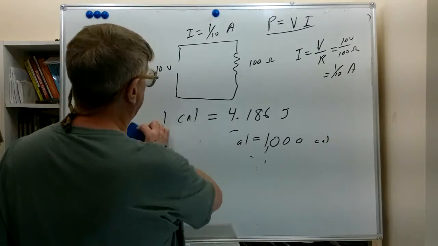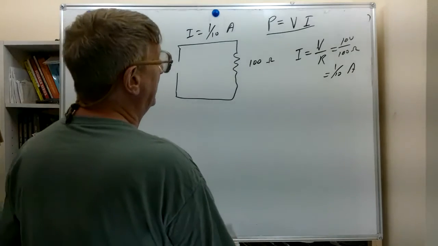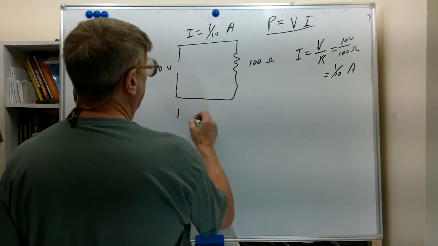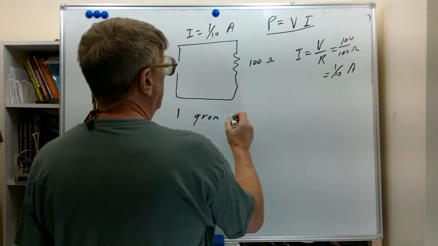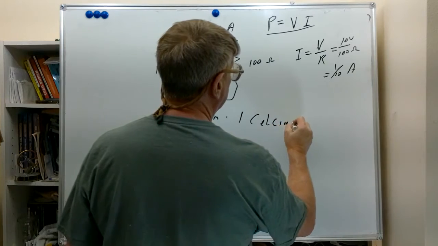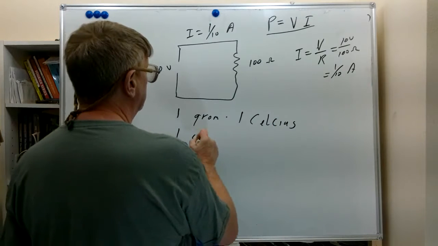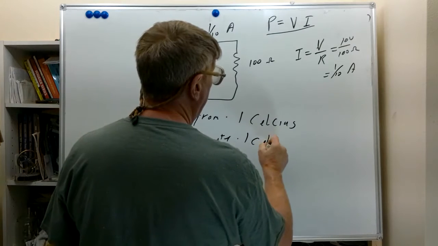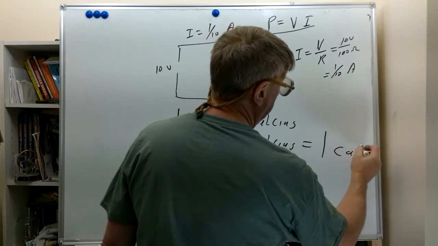I'll tell you one more thing about a calorie and then we'll move on. A calorie is the amount of energy to raise 1 gram of water, which should have a volume of 1 cc, by 1 degree Celsius. So to raise 1 gram or 1 cc of water 1 degree Celsius takes 1 of the small calories.